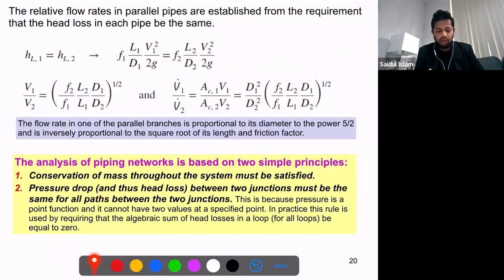Now, we get many problems in parallel. When it is parallel, we say two pipes. So in parallel pipes, there are flow rates, and we can obtain some relationships for parallel systems. What actually happens here is that the head loss for one pipe and the head loss for another pipe will be equal. It is some mathematical expression. I can just derive it.